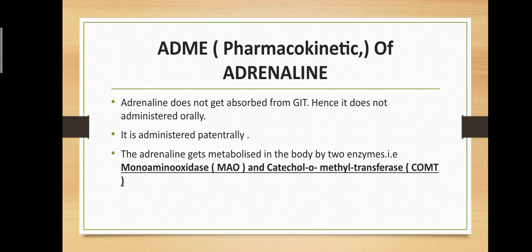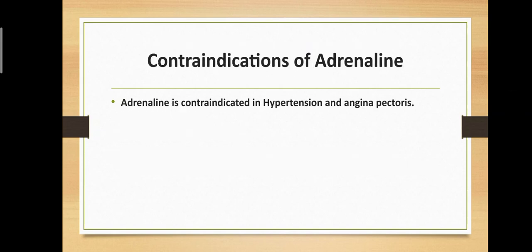ADME means absorption, distribution, metabolism, and excretion, that is the pharmacokinetics of adrenaline. Adrenaline does not get absorbed from the GIT, hence it is not administered orally. It is administered parenterally. Adrenaline is metabolized in the body by two enzymes, MAO and COMT. MAO means monoamine oxidase enzyme and COMT means catechol-O-methyl transferase. Contraindications of adrenaline: adrenaline is contraindicated in hypertension and angina pectoris.